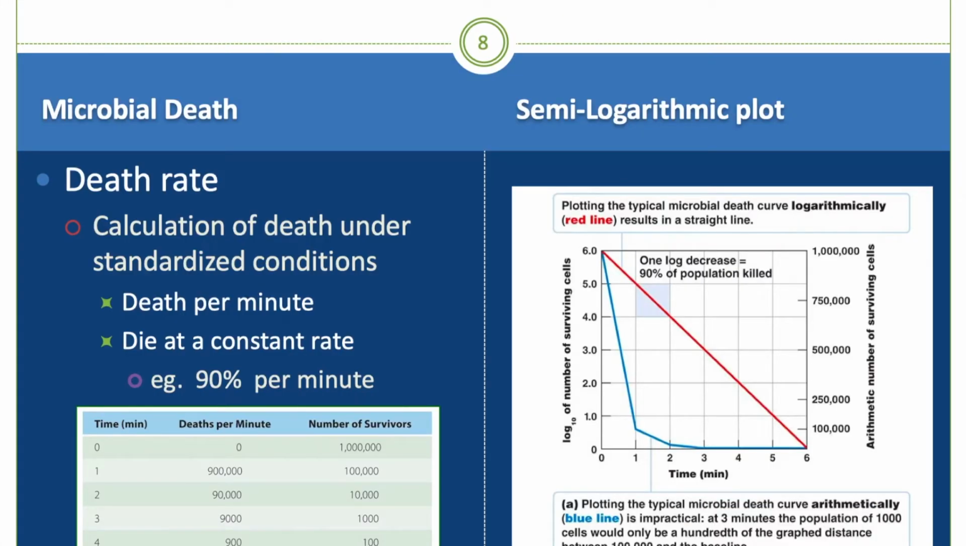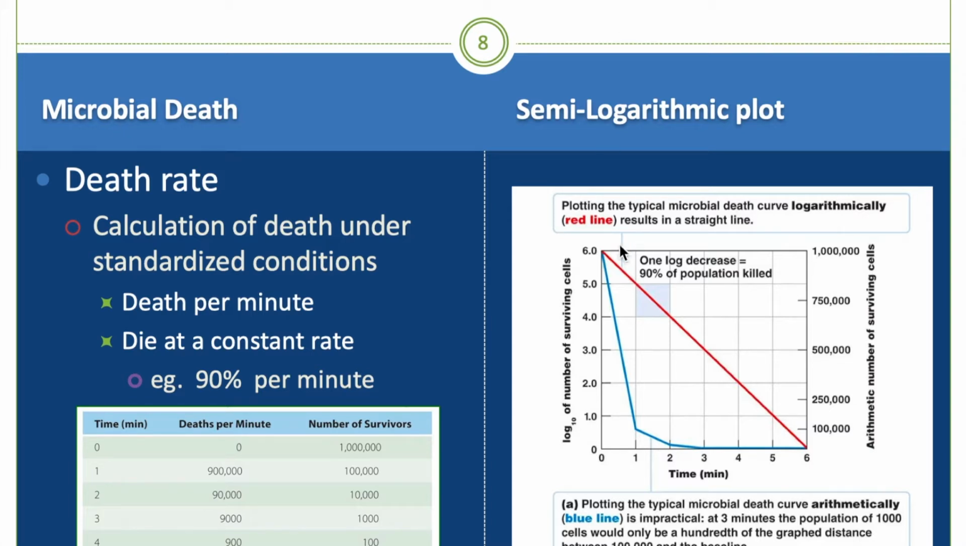So if we look at the rates of microbial death, since we are talking about microbial control, it is calculated as the number of deaths under certain standard conditions. So we look at deaths per minute and the rate at which the organisms are dying. For example, 90% per minute of dead organisms. Okay.